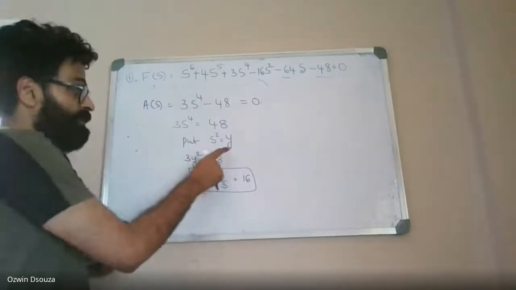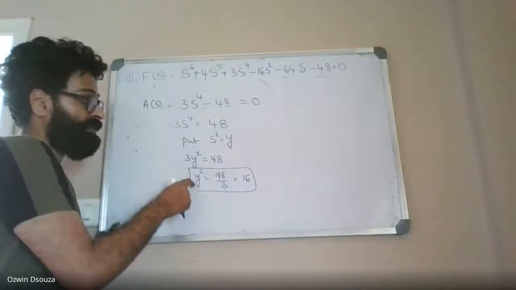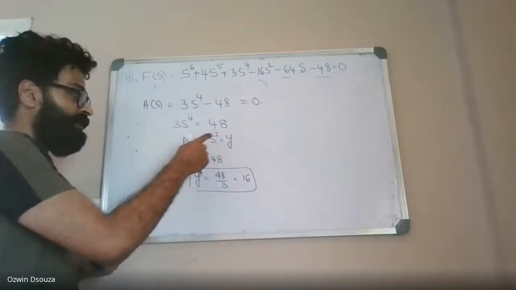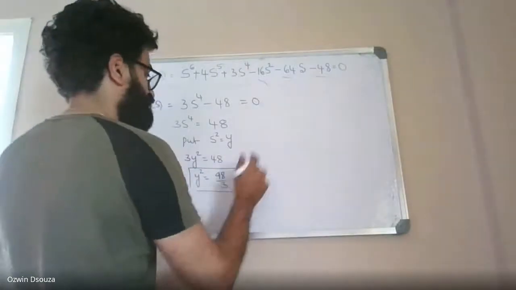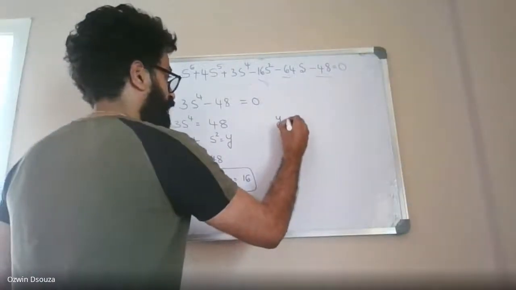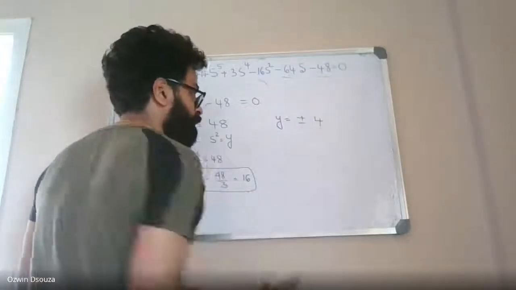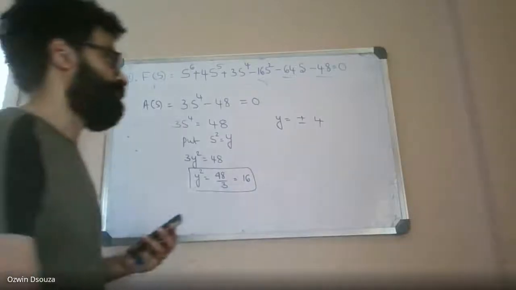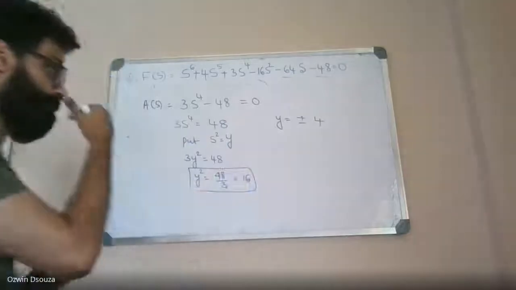Okay, but what is y square? Y square is nothing but s to the power 4. So what you can write is y square is 16, so y is equal to plus or minus 4. Right? One is positive root and one more is negative root. So plus 4 and minus 4. So the two roots. Okay.